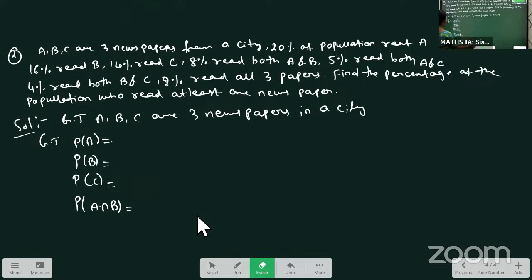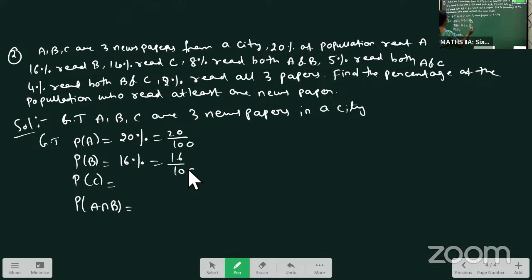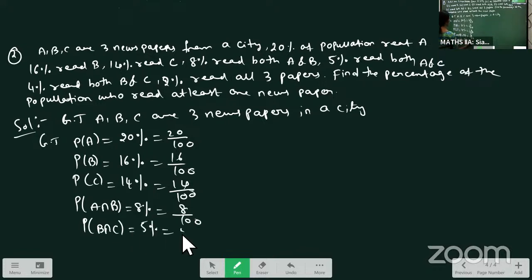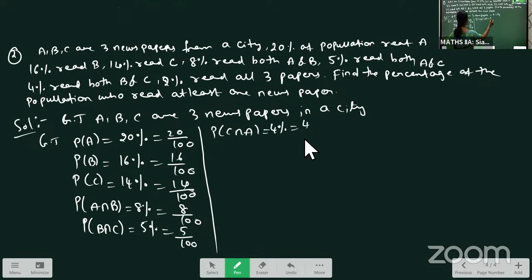Once again, I am coming back to the question. Probability of A reads 20% is given. So it is 20 by 100. Probability of B reads 16%. It is 16 by 100. Probability of C reads 14%. It is 14 by 100. And probability of A and B read 8%. 8 by 100. Probability of B and C read 5%. It is 5 by 100. And probability of C and A read 4%. It is 4 by 100.